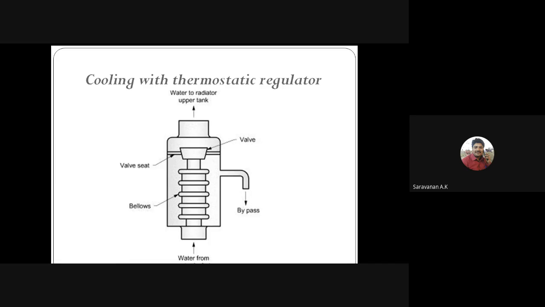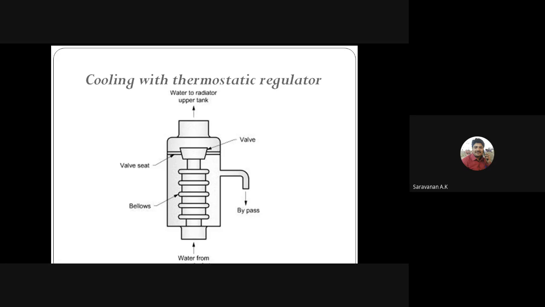You may see thermostats in your refrigerators. Have you seen a thermostat in refrigerators? Anyone? Yes, sir. At the back side of the refrigerator, we have a small tube.